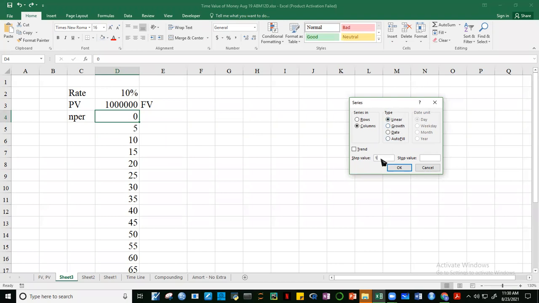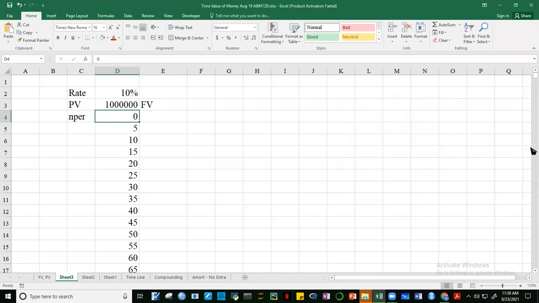And then step value natin is the increment. Sabi natin we'd like to have increments of 5. And then stop value, gawin natin 1 million. Just to show you how fast this is, okay? Yan, tingnan niyo guys.